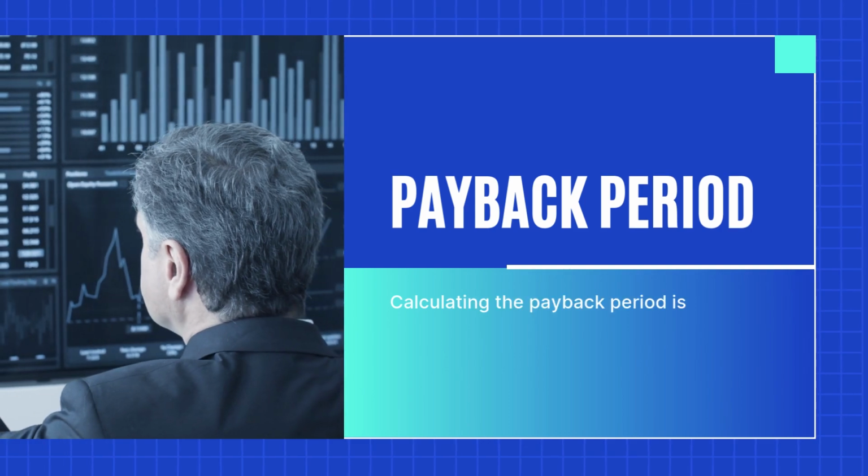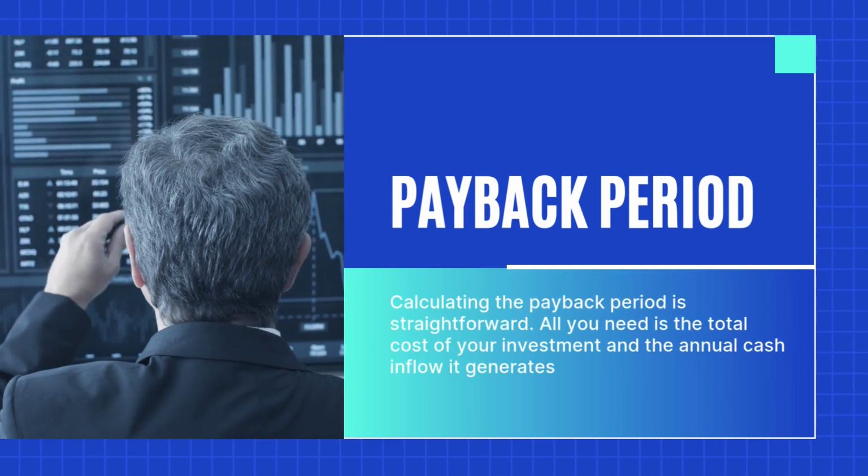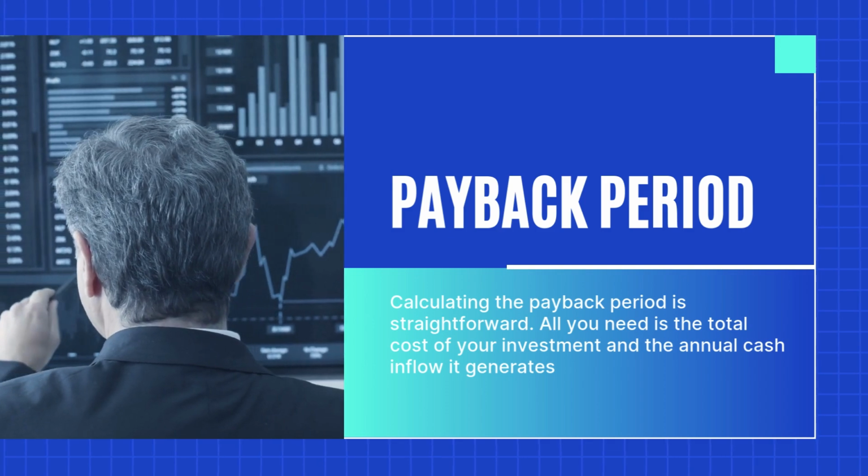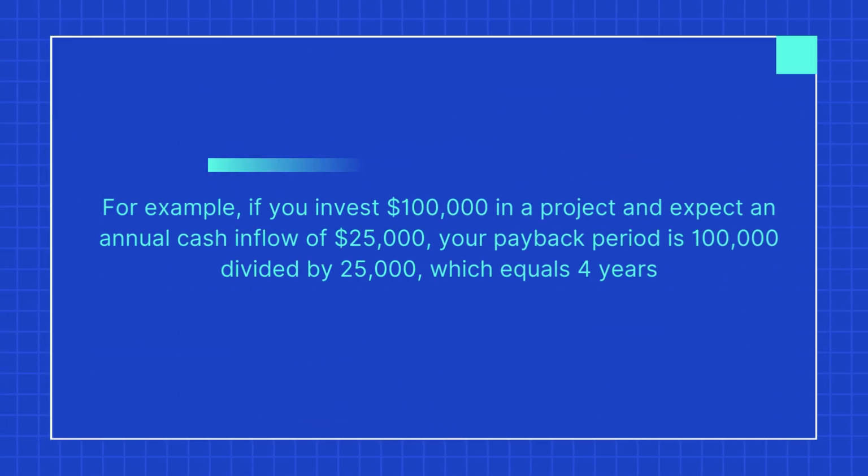Calculating the payback period is straightforward. All you need is the total cost of your investment and the annual cash inflow it generates. For example, if you invest $100,000 in a project and expect an annual cash inflow of $25,000, your payback period is $100,000 divided by $25,000, which equals 4 years.